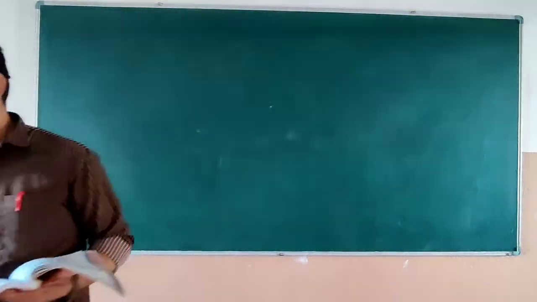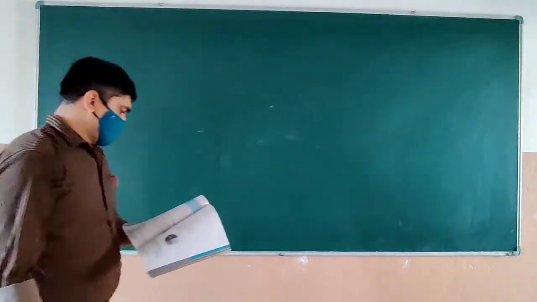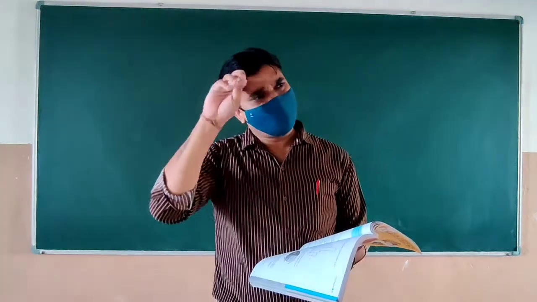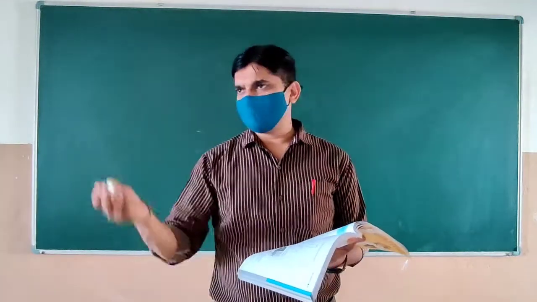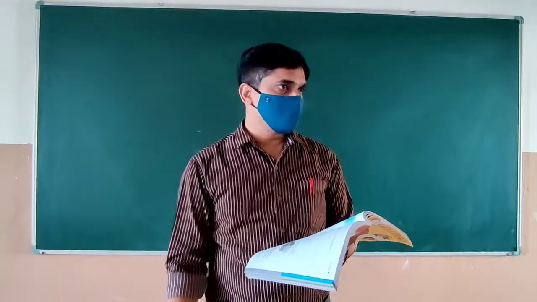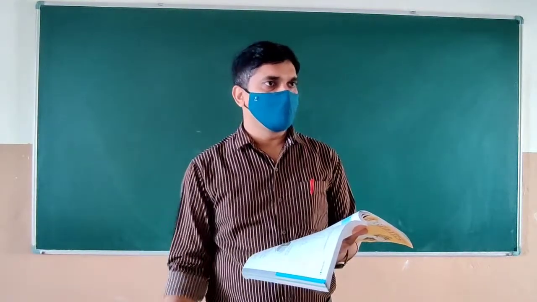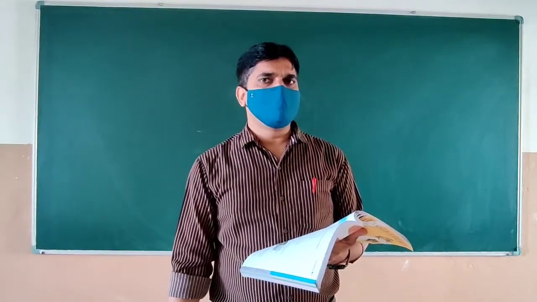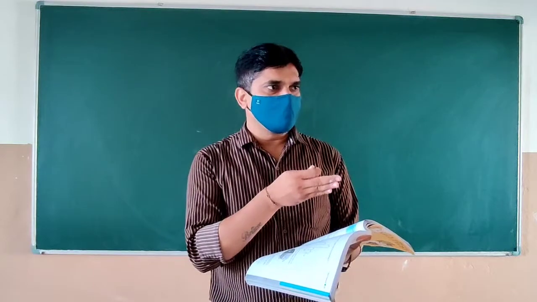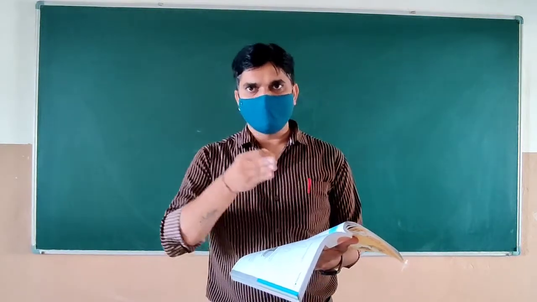Second question: the height of the competitors in an athletic meeting. Okay, height of the competitors. Competitors can be many, no? It can be 100 competitors, 200 competitors, and heights also will be ranging from 130 to 135, 135 to 140.